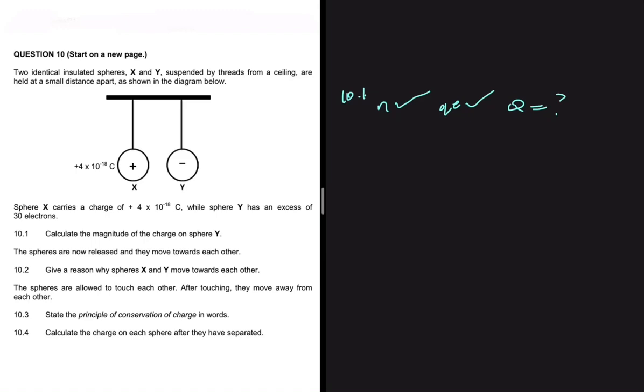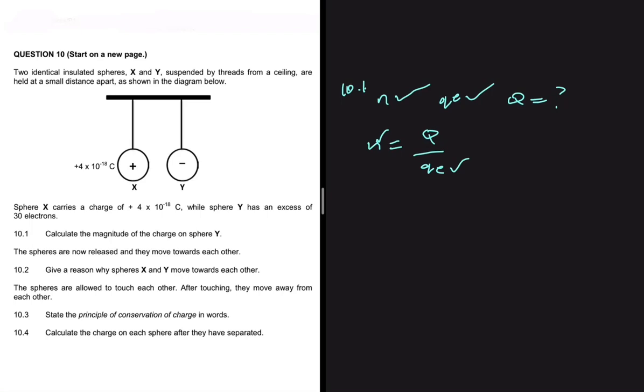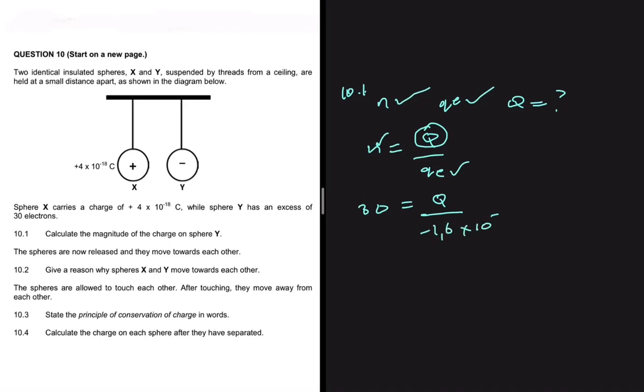There's a formula that says the number of electrons is equal to the charge of the sphere divided by the charge of an electron. So you can see here that we have the number of electrons, and we have the charge of an electron. Now we're going to be able to find Q. What is the number of electrons? We are told that we have 30 electrons in excess. And then Q, which is what we're looking for, divided by the charge of an electron, which is minus 1.6 times 10 to the minus 19.